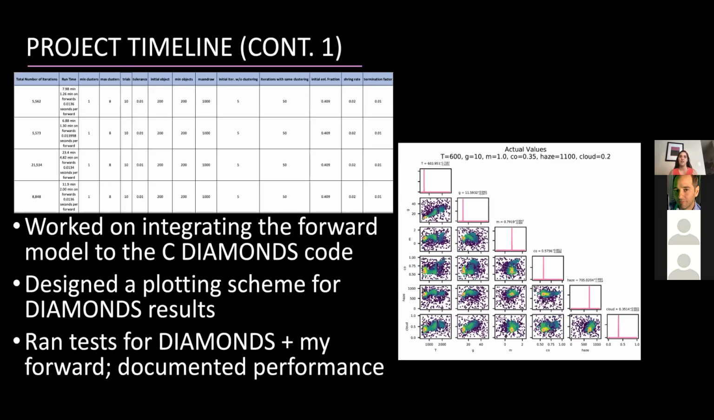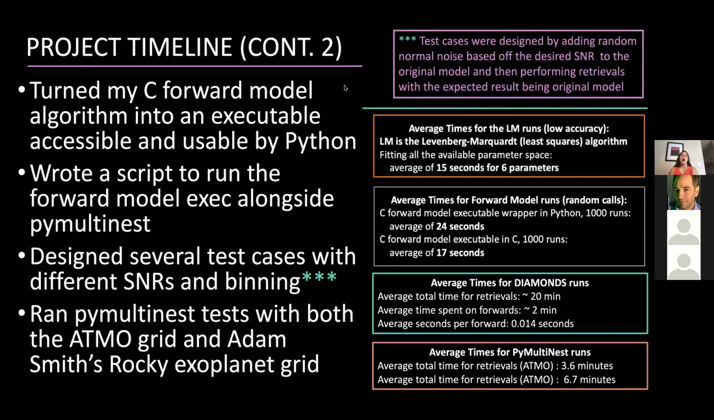After we were able to integrate the forward model into the diamonds code, I designed a plotting scheme for the results from diamonds, which you can see here. And I ran tests for the diamonds sampler plus my forward model, and I documented the performance. Most importantly, we were trying to look at how long it took to run these calculations and get results. So I turned my C forward model into an executable, accessible and usable by Python.